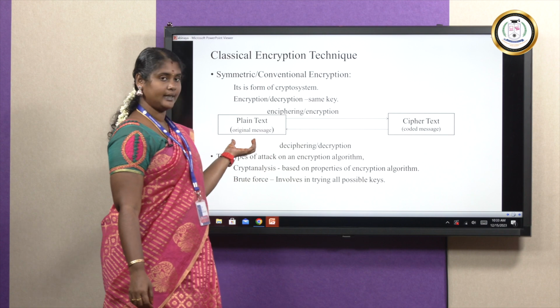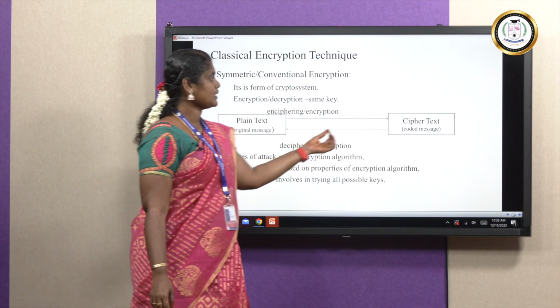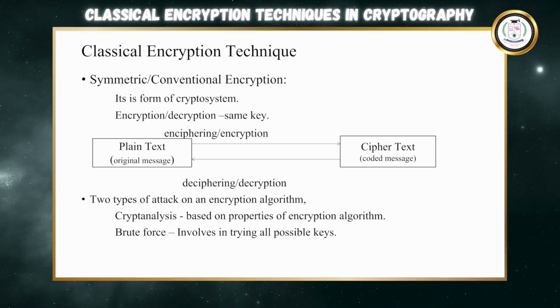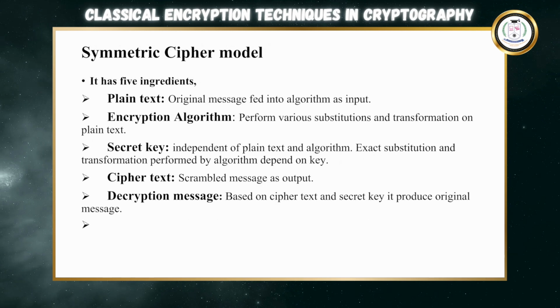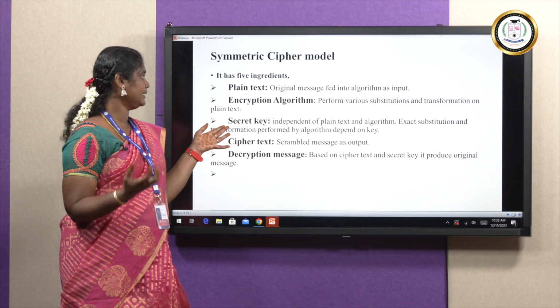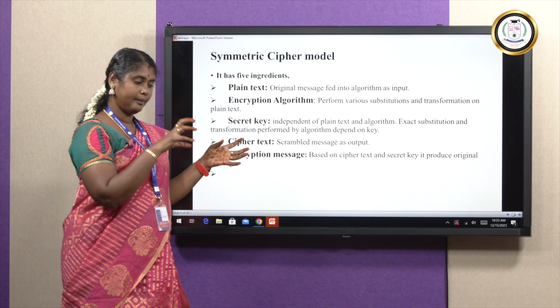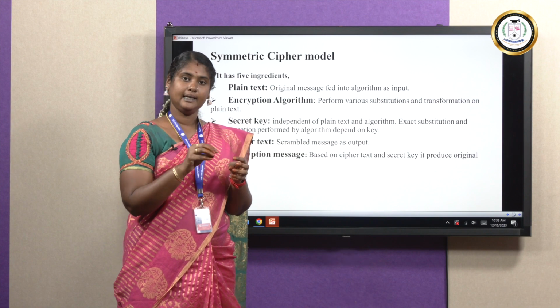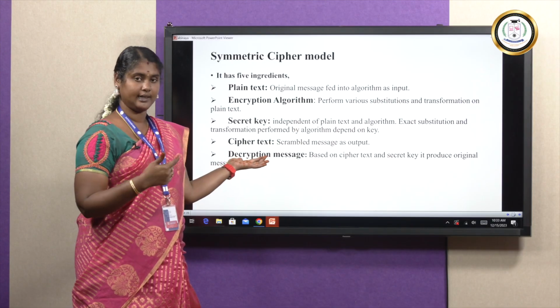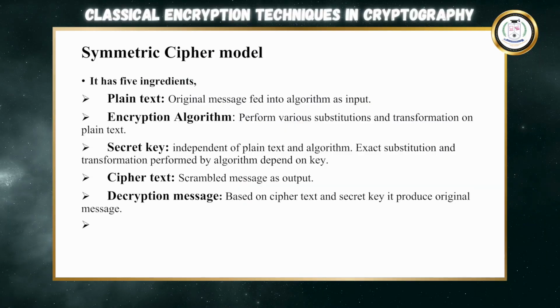Plain text is the original data; ciphertext is the coded data. Once you apply the encryption technique, the result is represented as ciphertext. In the cipher model, we need to know the plain text, the encryption algorithm, and the secret key used for encryption. After applying the encryption algorithm and the key, you get the ciphertext. To retrieve your original data, you apply decryption.